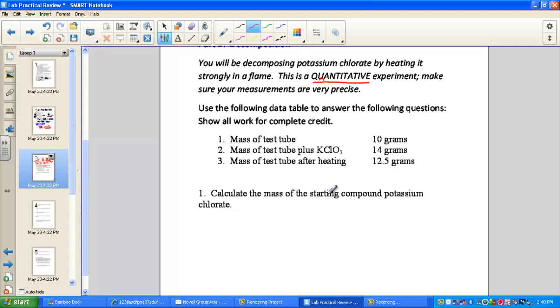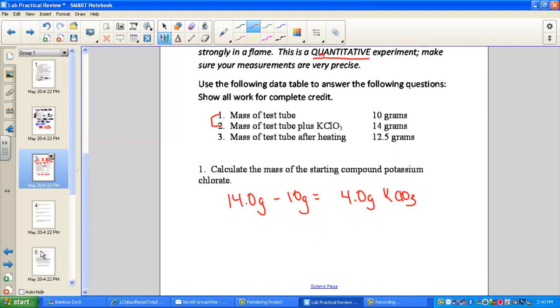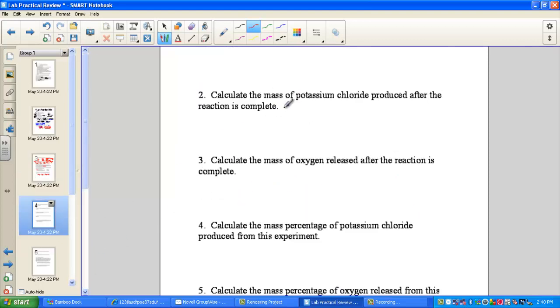So here we are being asked to calculate the mass of the initial reactant. We know that the mass of the test tube with the potassium chlorate minus the empty test tube is a simple calculation. 14 grams minus the 10 grams of the empty tube gives us 4 grams of the initial reactant, potassium chlorate, KClO3. Easy enough.